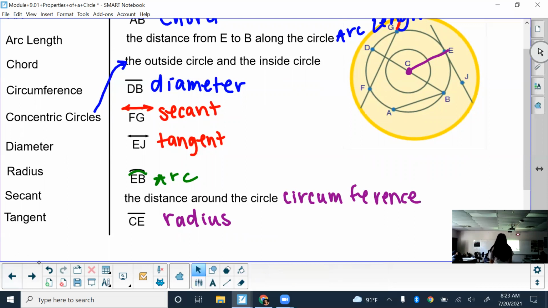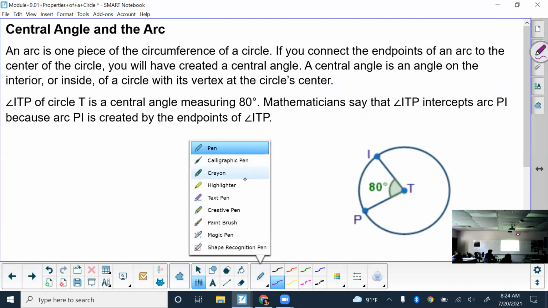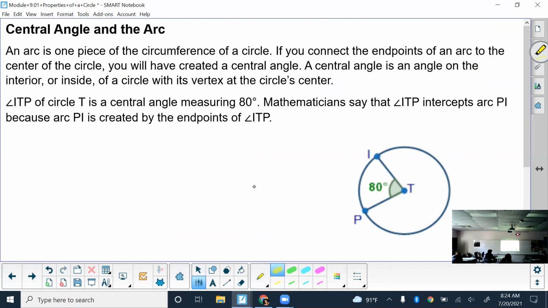All right, some of these we're going to talk more about at length, so don't worry if you're a little confused. We might clear it up in the next few slides. And it is a lot of highlighting, so I'm just going to show you the important parts. We have central angle and the arc. So arc is one piece of the circumference of a circle.